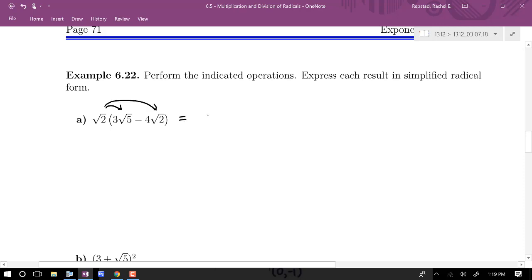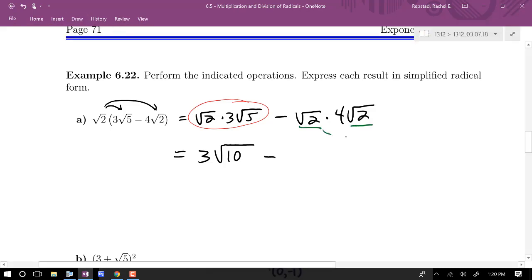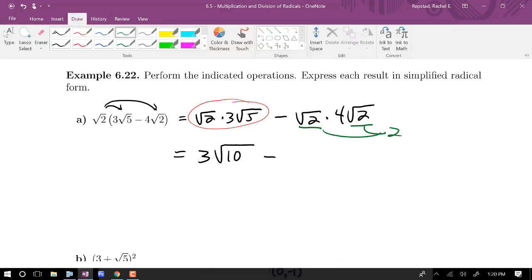And when we do so, we now just have a couple of products that look kind of like the ones we were doing on the previous page. We just get to evaluate these products individually. So this first product, what does that become? 3 root 10. What's that? Yeah, so minus 8 because, of course, root 2 times root 2 is 2, and we're multiplying it by the factor of 4 that's already there.